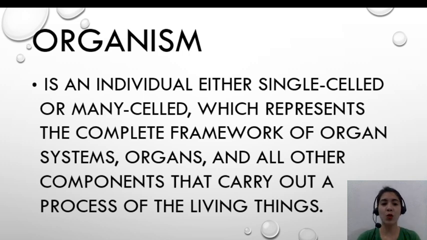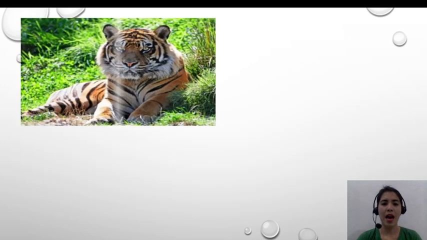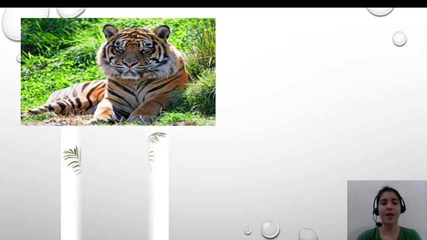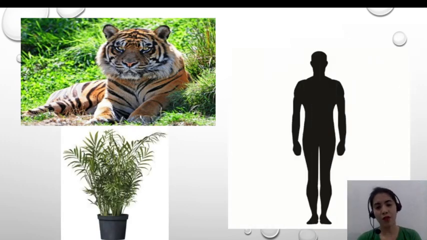Which represents the complete framework of organ system, organs, and all other components that carry out a process of the living things. Tayo ay tinawag na organ system kasi meron tayong complete framework. Hindi lang ng organ, meron tayong organ system, tissue, at cell na nagpe-perform ng kanilang specific task. Aside from human, ang another example pa ng organism is animals. Okay, ano pa? We also have plants and of course, human beings. So these are all sets of organism.